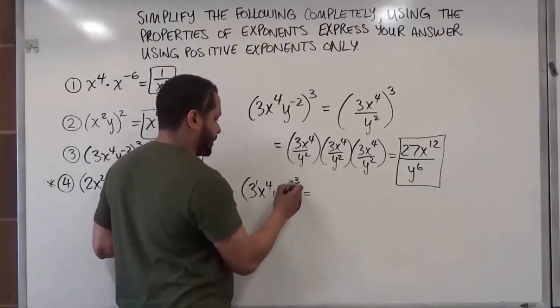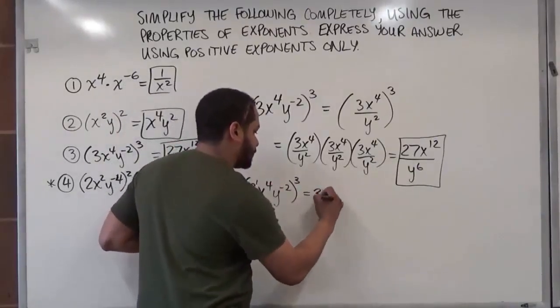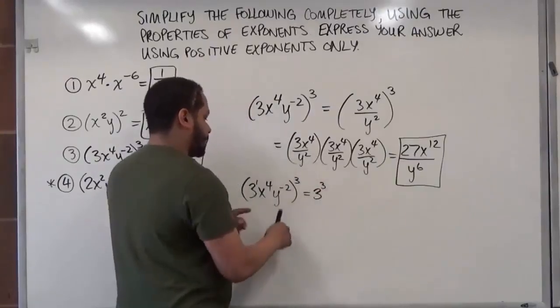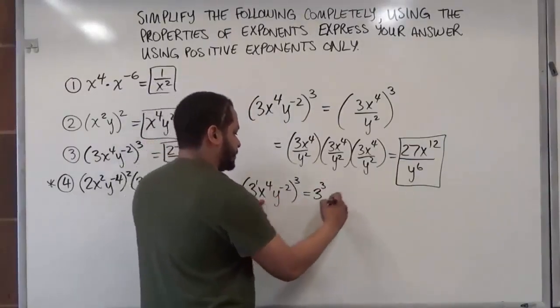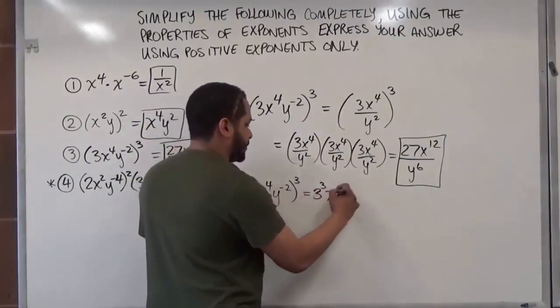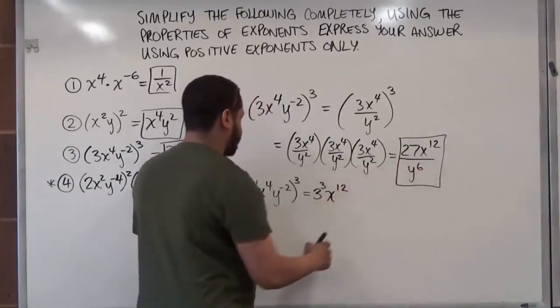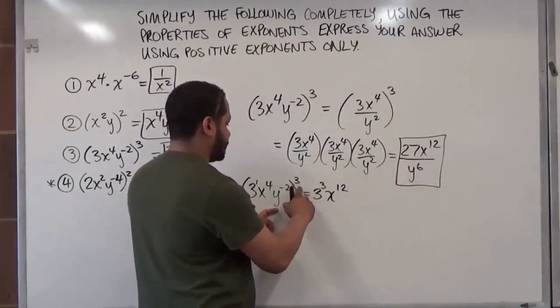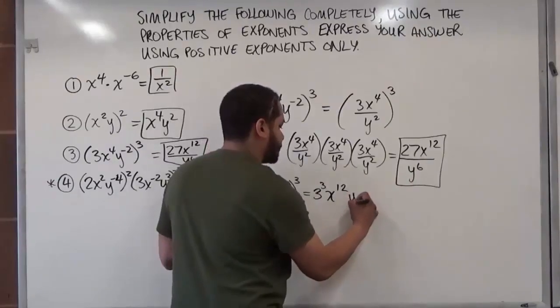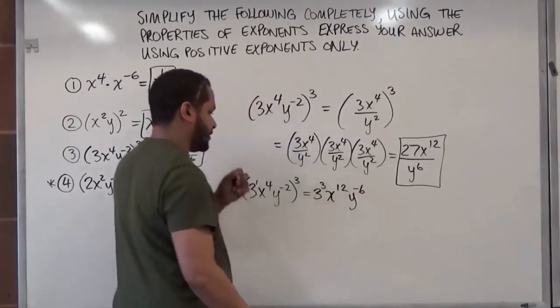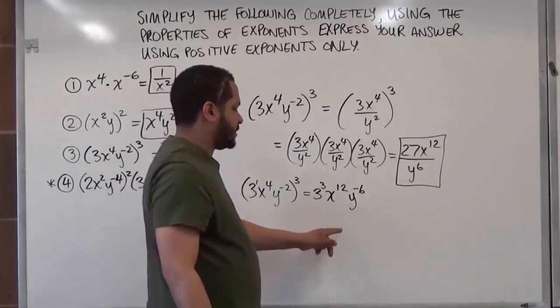So the first multiplication is 3 times 1. So we have 3 to the power of 3. Then we have 4 times 3 for the x. So that 4 times 3 becomes 12. We already see we're getting close to the answer. And here we have 3 times negative 2, which gives us y to the power of negative 6. So we're going to move this to the denominator.